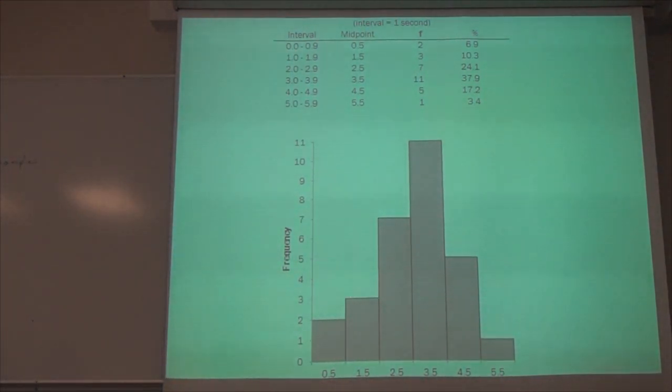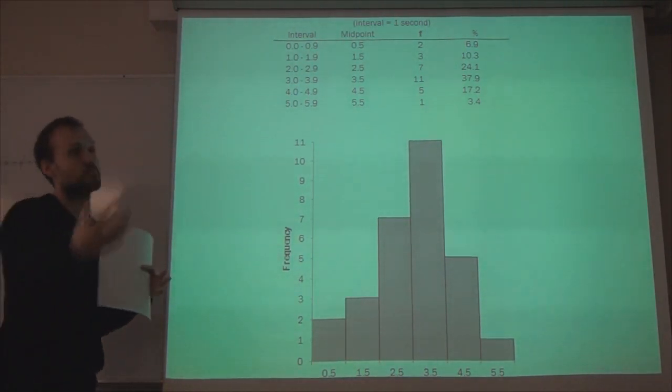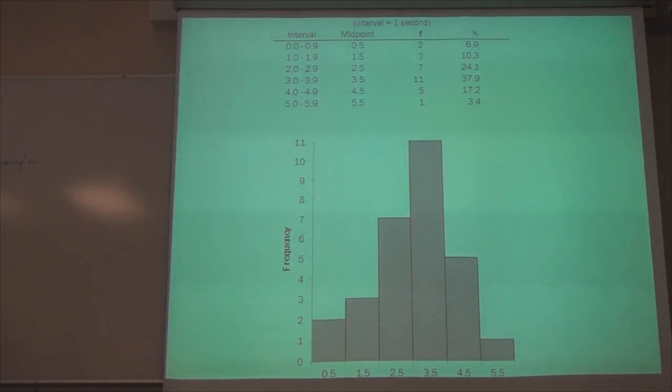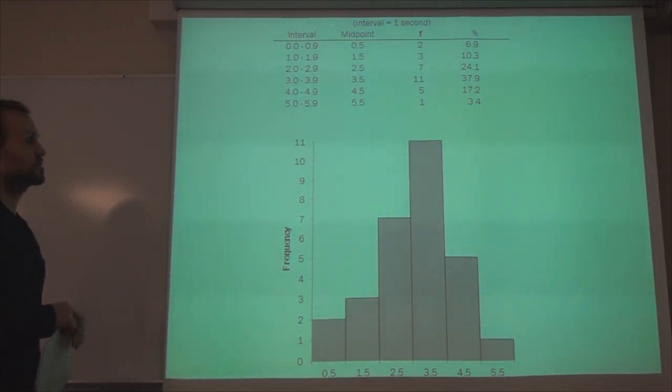A large portion of what we'll do is really that sort of jump from a sample, just a small collection of people, to making conclusions about the whole population. So here I have all the numbers. I group them in 1 second intervals, just so that my frequency table is nice and short.